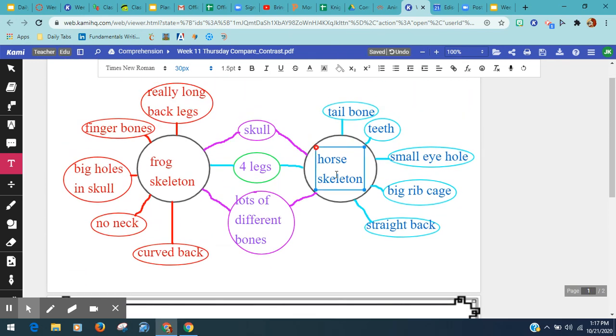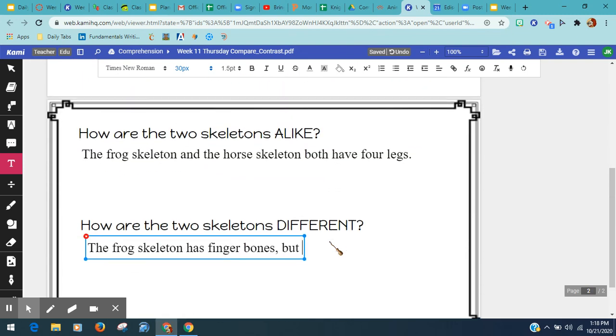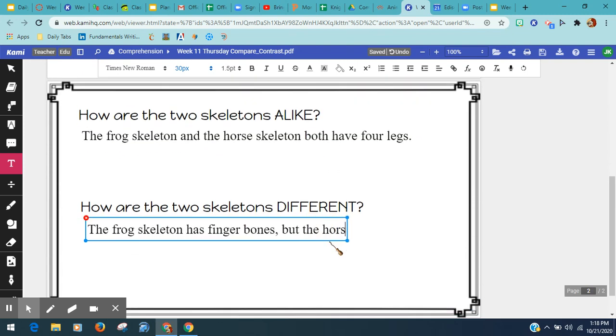The horse skeleton, and remember, I'm only picking one of these, just one. The horse skeleton has teeth. That sounds good. I want to do that. But the horse skeleton has teeth, period. I chose one idea about the frog, one idea about the horse. I said the frog has finger bones, but the horse skeleton has teeth.